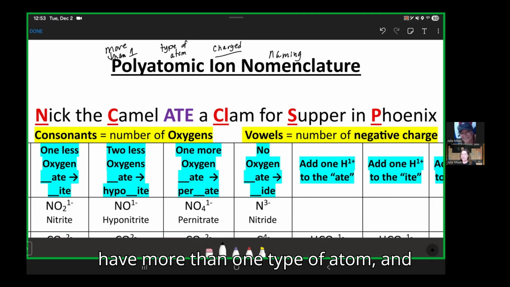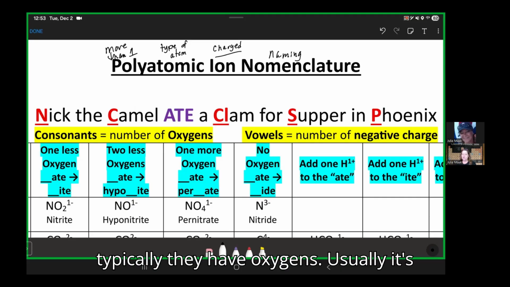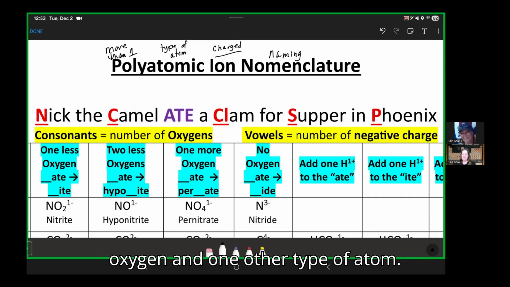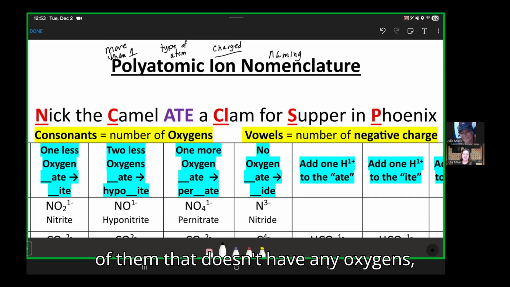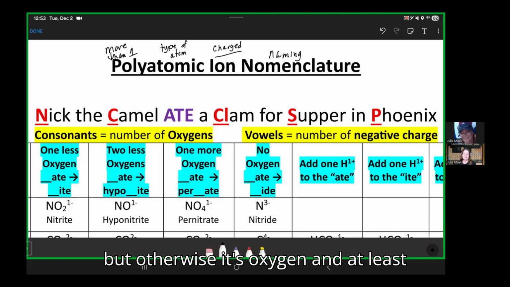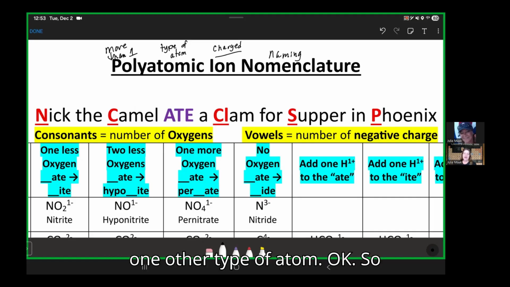And typically they have oxygens. Usually it's oxygen and one other type of atom. There's one of them, or I think one of them, that doesn't have any oxygens, but otherwise it's oxygen and at least one other type of atom.